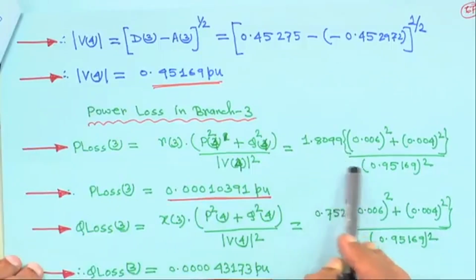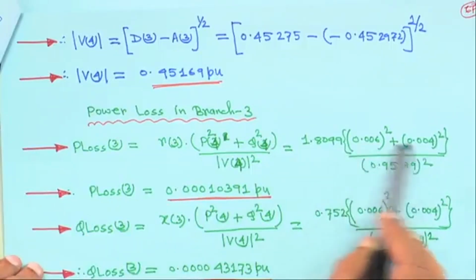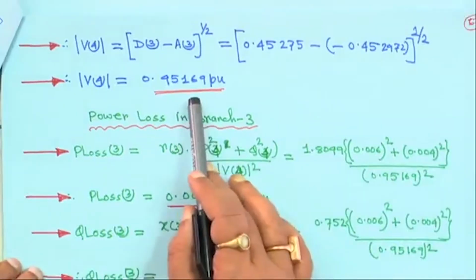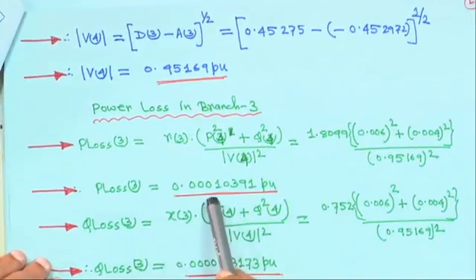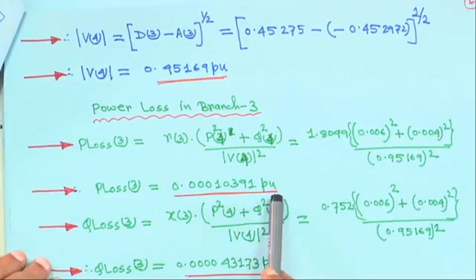So, R3 is 1.8099, then P4, Q4 you substitute here, the square divided by voltage is 0.95169 its square. So, branch 3 power loss is coming 0.000010391 per unit.